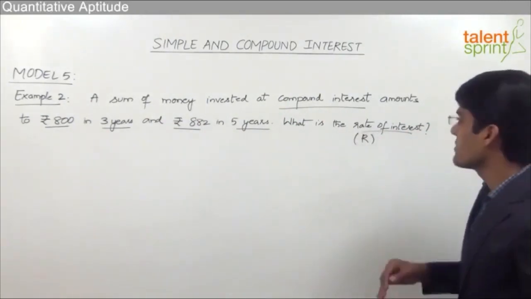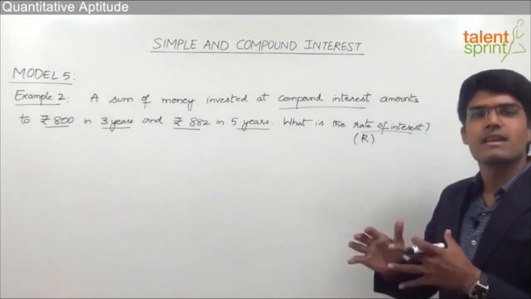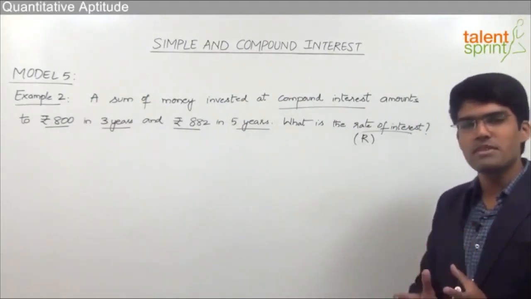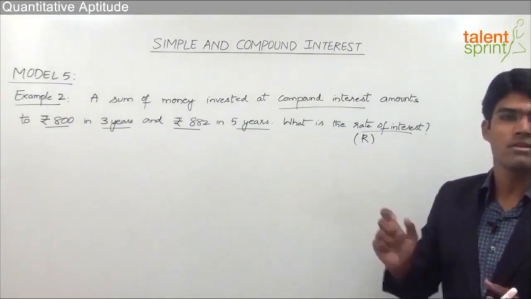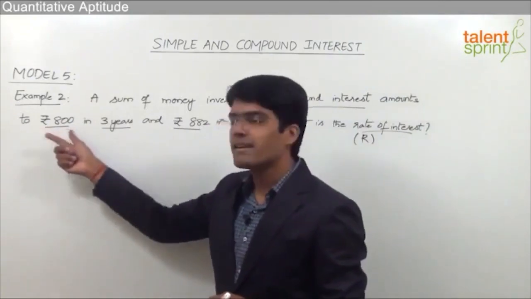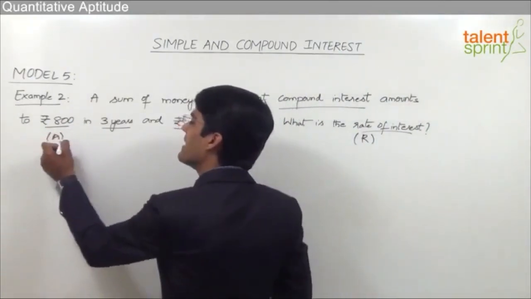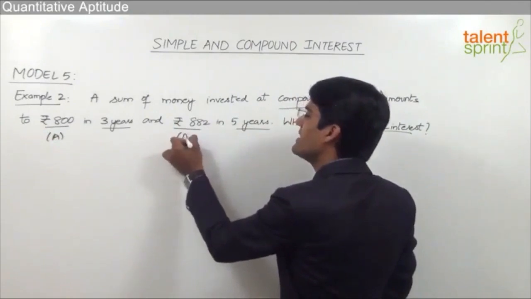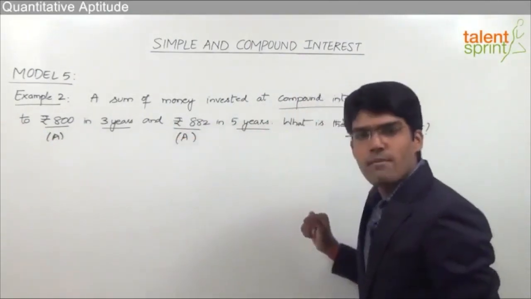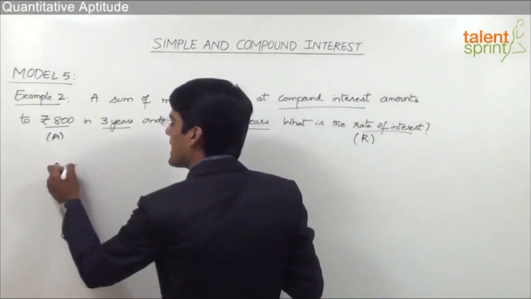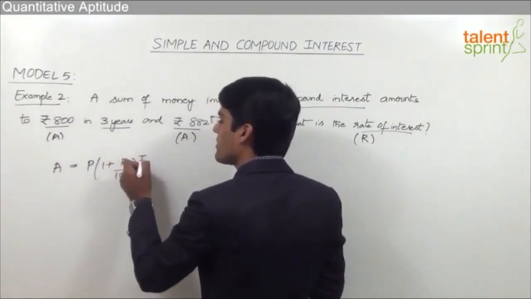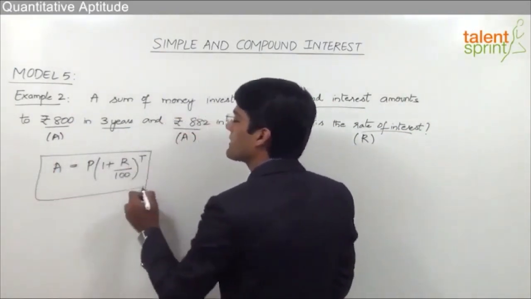The important point to be understood here is whenever the question says a sum of money amounts to, we always refer it to the total amount. Why? Because a principal always amounts to some total amount after some time. So here when it says amounts to 800, this 800 is the total amount in 3 years and 882 in 5 years. So this 882 is also the total amount for 5 years. Now as this is a case of compound interest, we know that amount is calculated as P into 1 plus R by 100 whole raised to the power of T for compound interest.